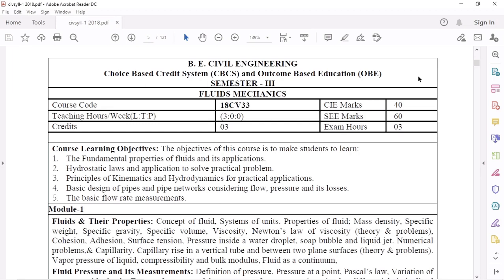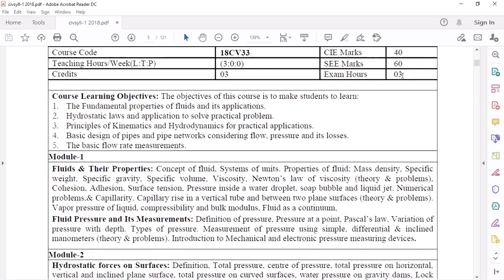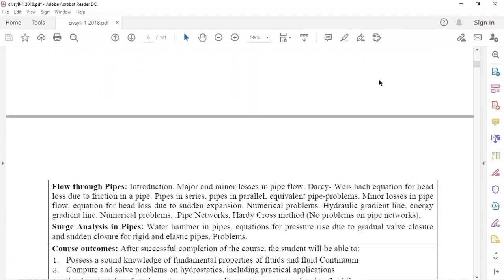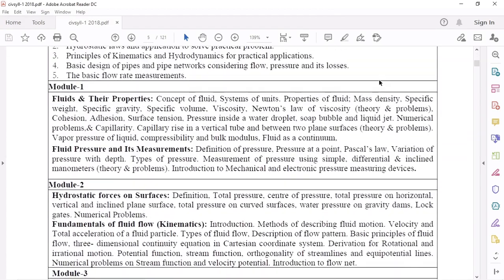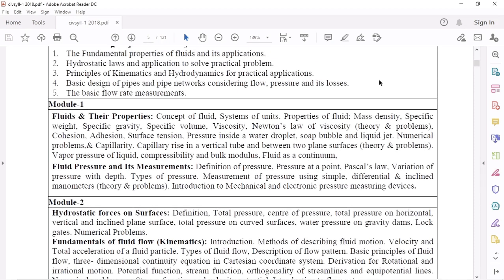Each point will indicate its respective module. So you have 5 modules, and 5 key points they have given. Let us see one by one what the syllabus is that you have been prescribed in your modules.